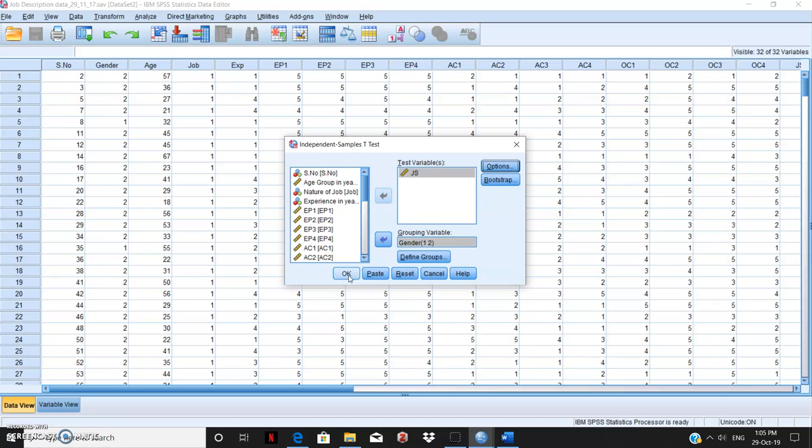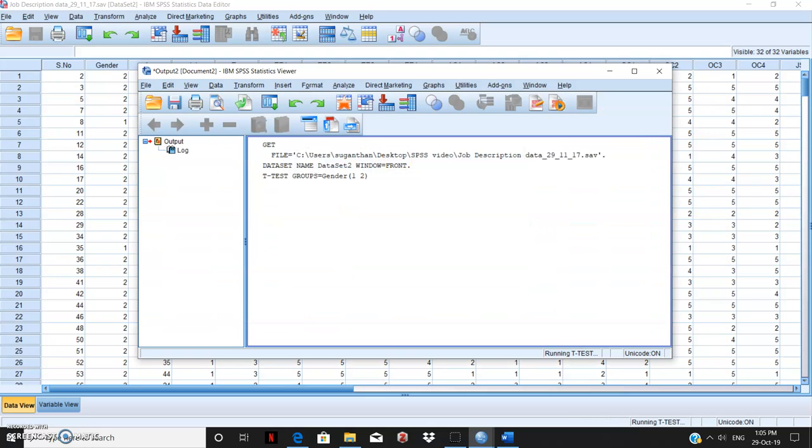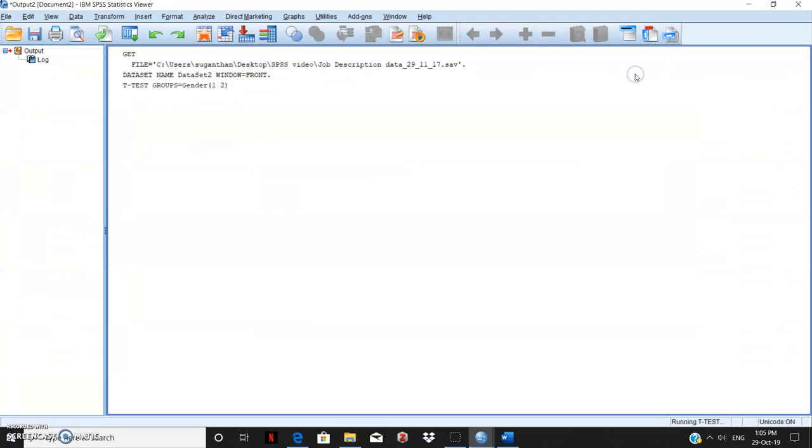But before I do it, let us revisit it once again. There are two variables involved in this test, the independent sample t-test. One variable should be measured using a scale, and your grouping variable should be a nominal scale, and it should have only two groups. Then only we can do this test. Now I'm going to OK it and I wait for the results to appear.